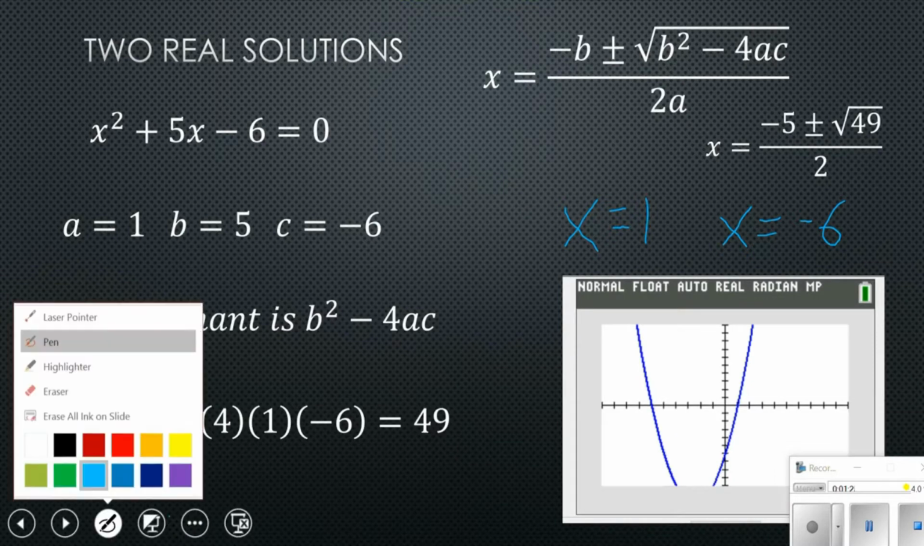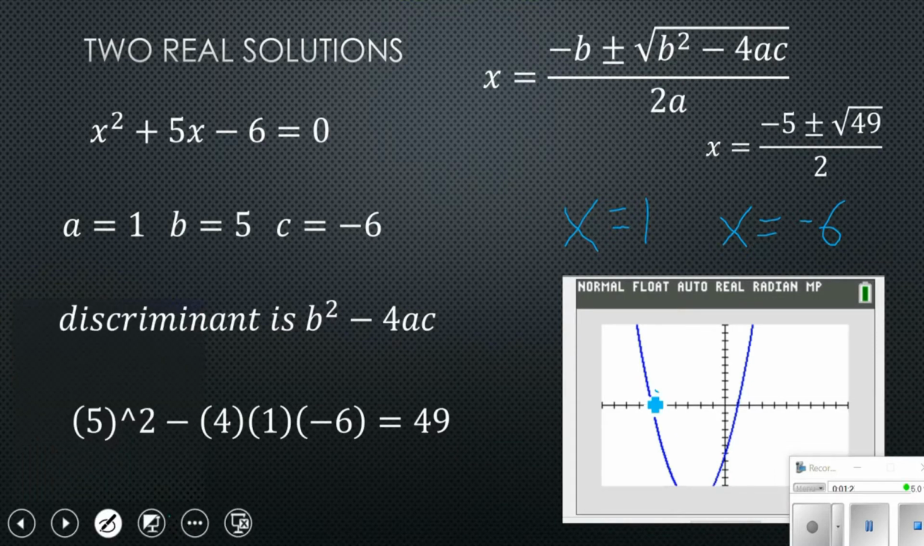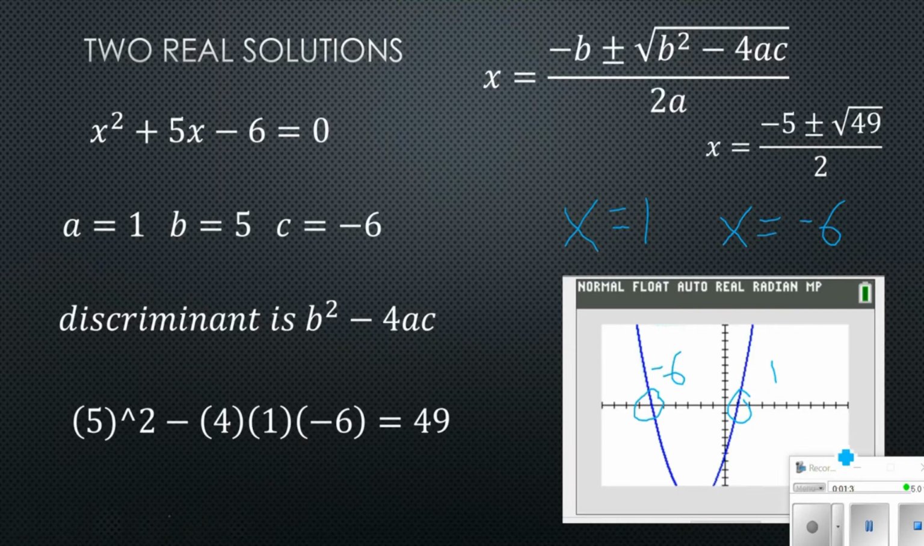Notice, if I look at the graph here, we'll circle our solutions. There's -6, and here's +1. Again, they won't always be nice even integers, but there'll be two real solutions, which means our graph will always look like this. We'll always have it crossing twice on the x-axis.